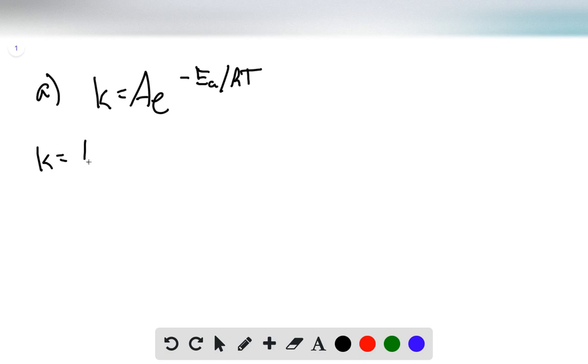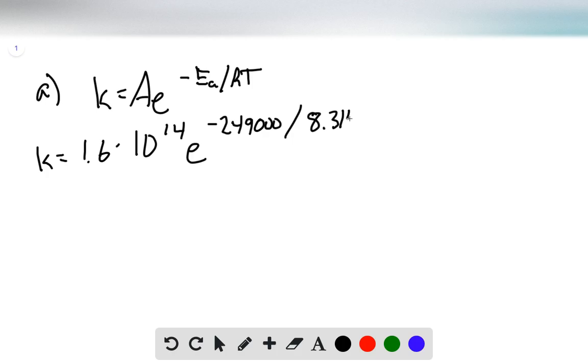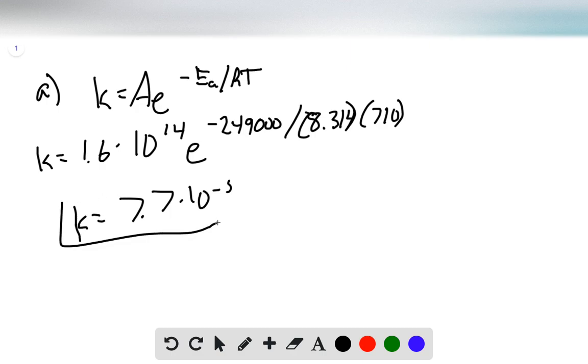And we can plug in our frequency factor, 1.6 times 10 to the 14th, our activation energy, which is 249,000 when converted to joules per mole. Our R value is 8.314 joules per mole Kelvin, and our temperature is 710 Kelvin. And so therefore, our rate constant is 7.7 times 10 to the minus fifth. And that's our final value for letter A.